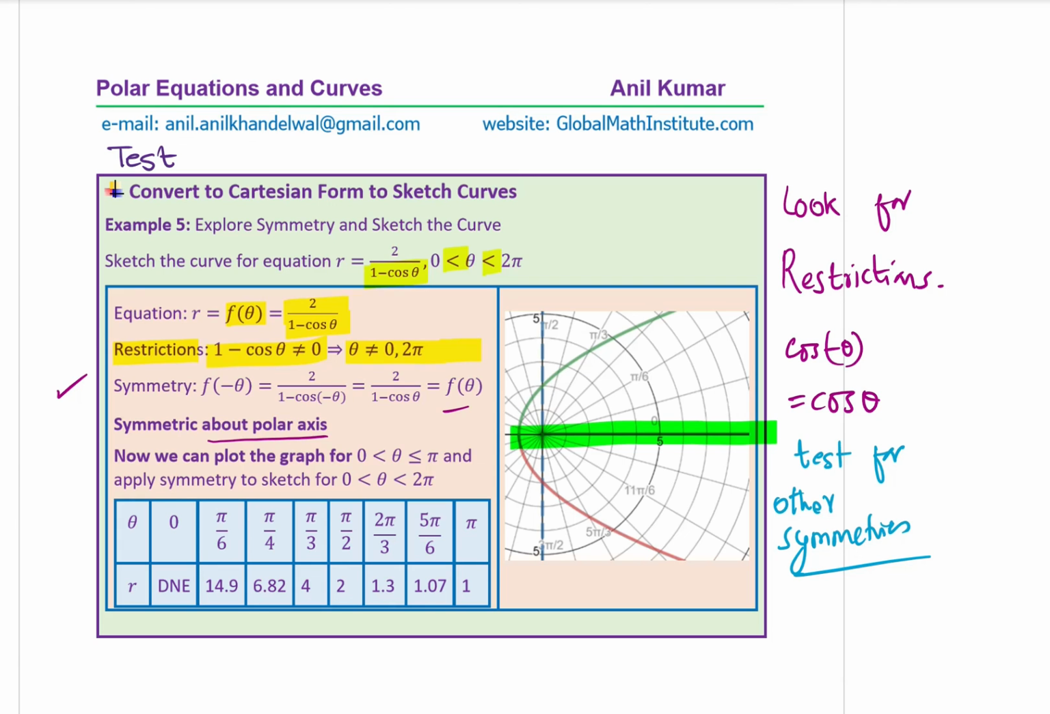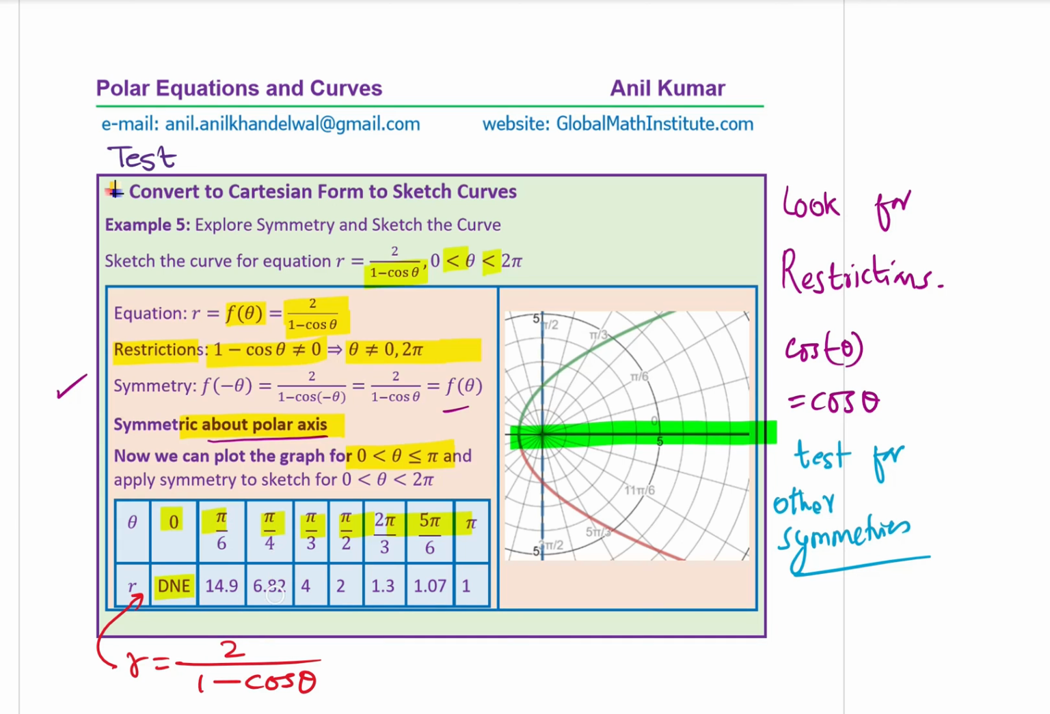Okay, since we found that it is symmetric about the polar axis, instead of 0 to 2 pi, I'm only checking the values from 0 to pi. So again, I have these values from 0 to pi, which I'm going to check. Of course, when I substitute 0, I get does not exist, a very, very large number. So at 0, we do not really have any particular point here, correct? But for pi by 6, we get a value, 14.9. Substitute the value in the given expression, which is r equals 2 over 1 minus cos theta, and then write down your values. So you get 14.9 for pi by 6.